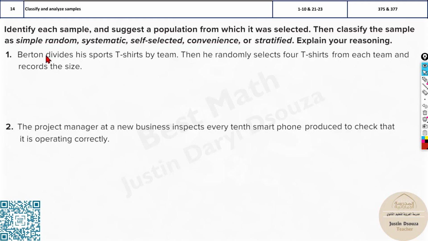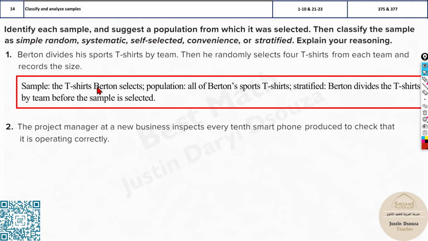So here, the sample would be whatever the t-shirts, the 4 t-shirts he has selected, right? That would be the sample. Can you see the t-shirts Burton selected? The population is all the possible t-shirts, all sports t-shirts, whatever were there. And this is stratified because he divided them into teams and then he selected. Now you can try this by yourself and then we will continue.